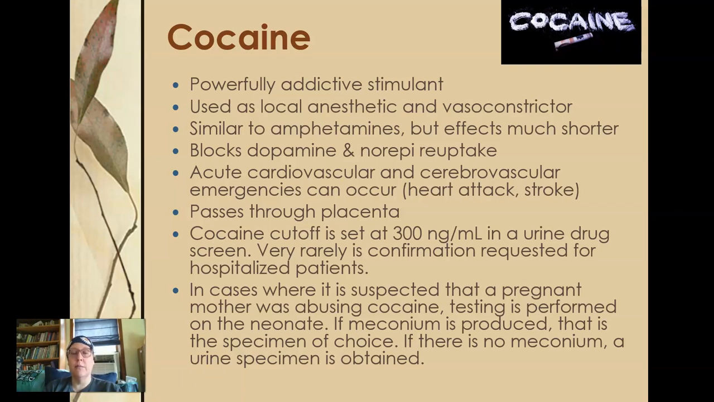If no meconium is produced, as sometimes they have that bowel movement in utero, and it's not possible to collect the meconium, they will just do a urine specimen. And you're like, how do you do that on a little baby? There are little baggies that you stick with tape over their genitals, and then you put the diaper on. So when they pee, it goes into the bag, and that's an easy way to collect a urine specimen from a baby.